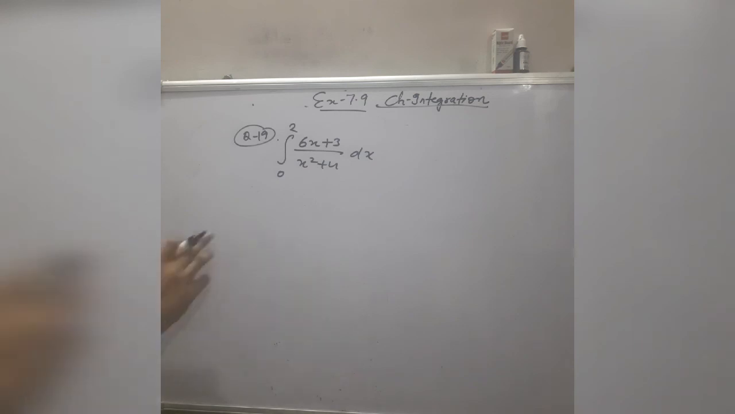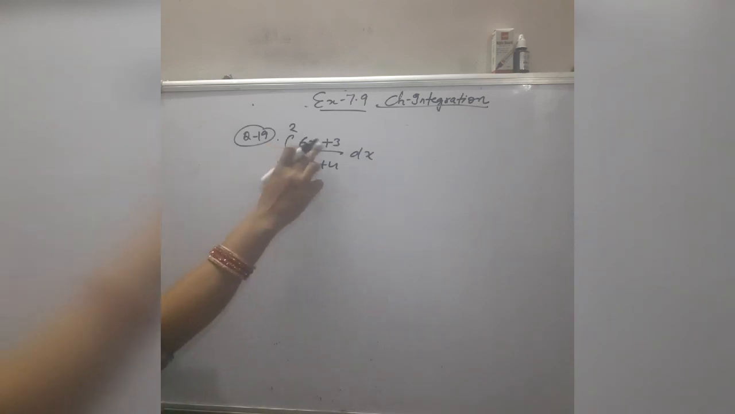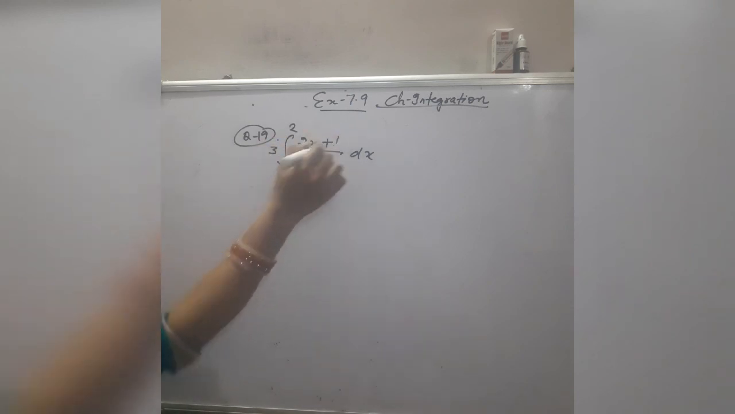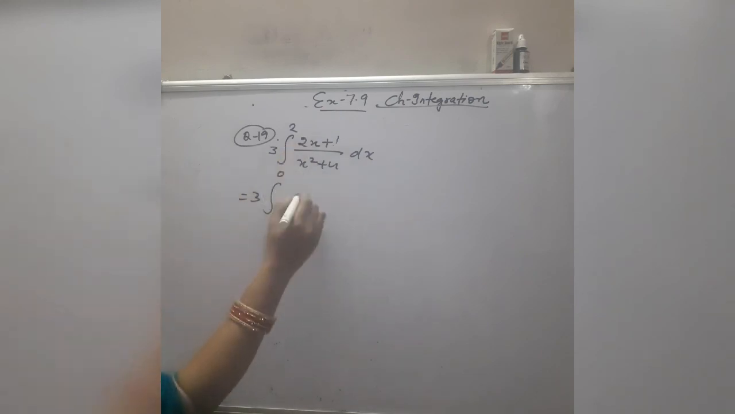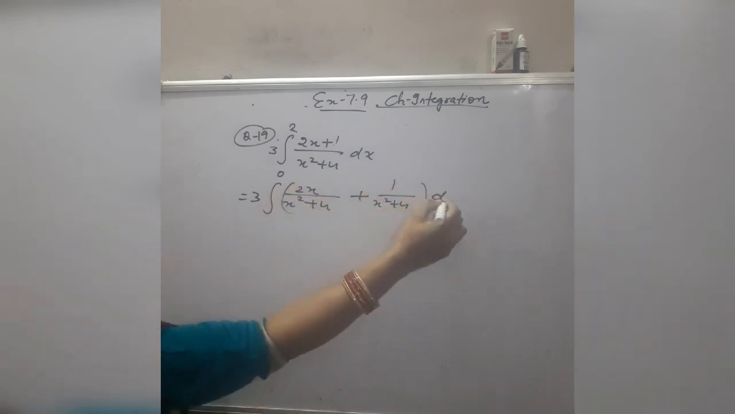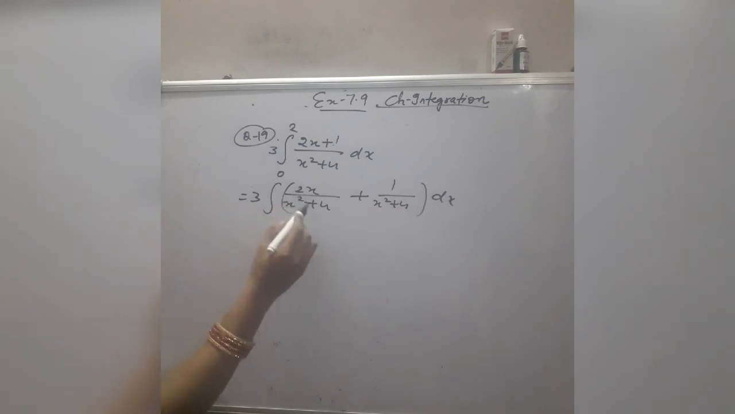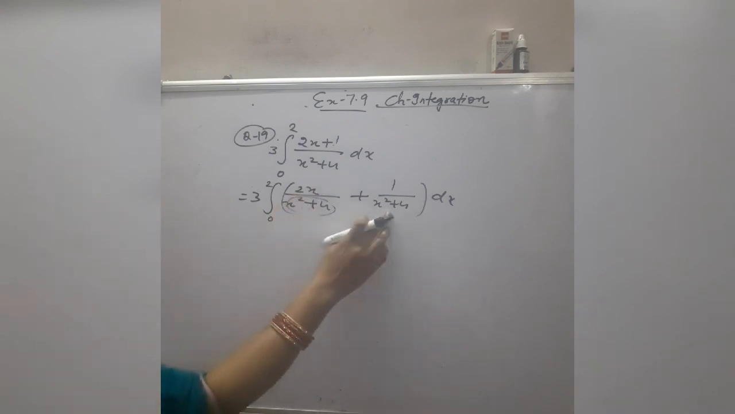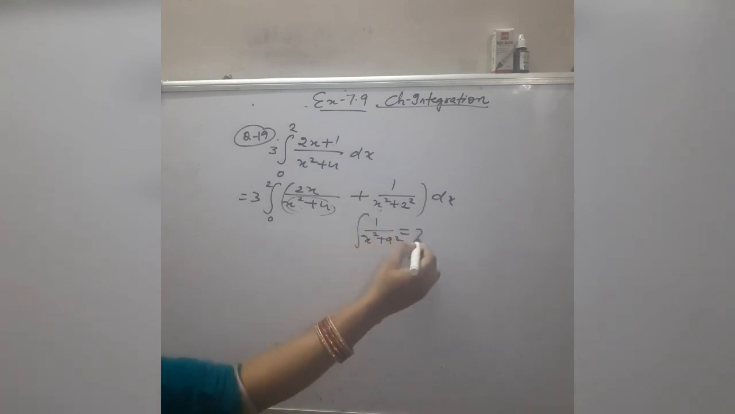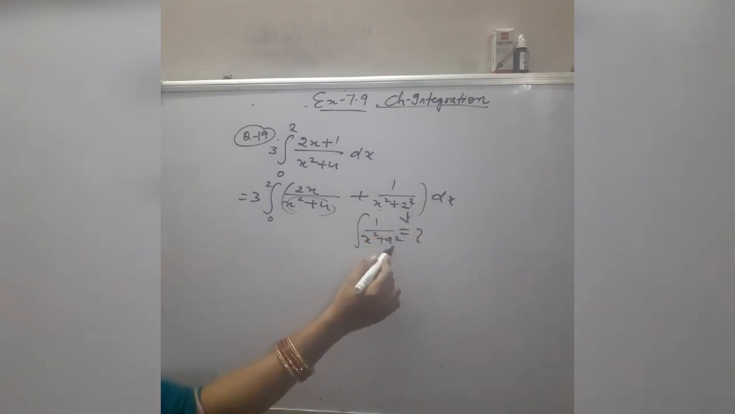All of you know that the derivative of x square plus 4 is 2x. So you can take 3 common here. After taking 3 common, it becomes 2x plus 1. This 2x plus 1 can be written as 2x by x square plus 4 plus 1 by x square plus 4. Now the first is the derivative of the denominator, so you can put x square plus 4 equals t, and it becomes dt. But here this 4 can be written as 2 square, so you will use the formula of integration of 1 by x square plus a square. In the second part you will use the formula of this form.